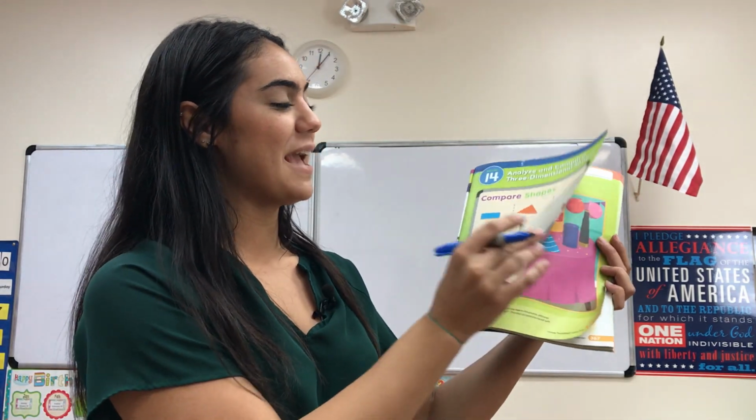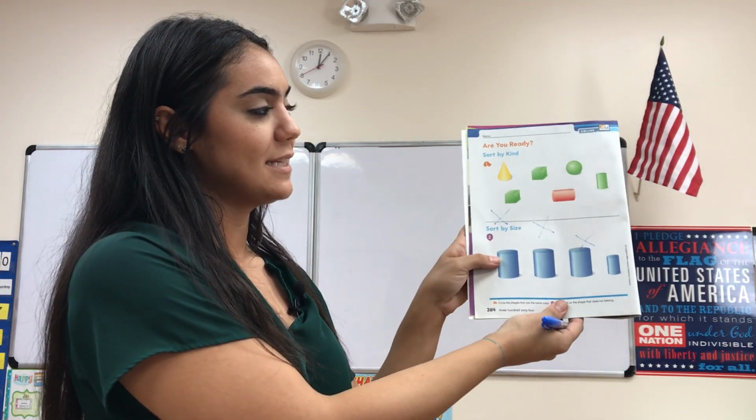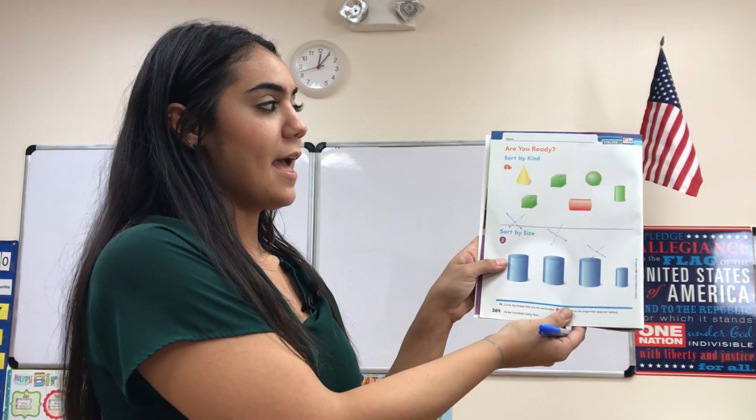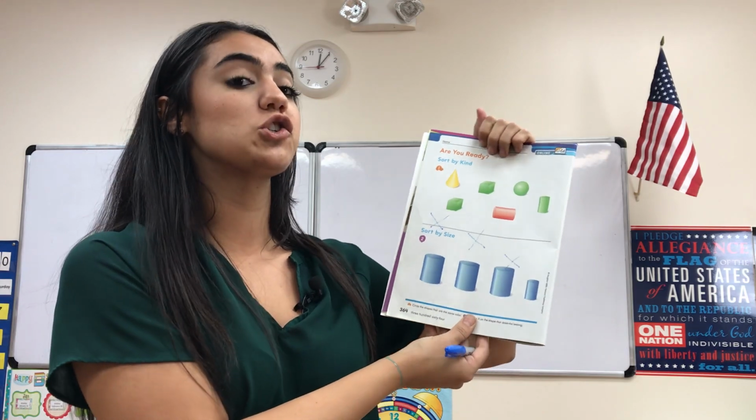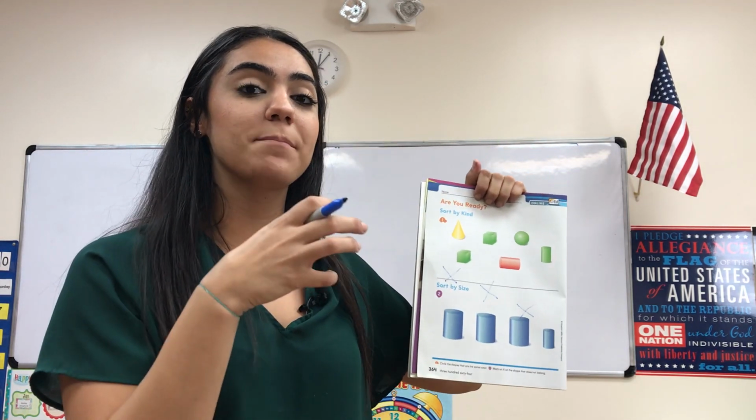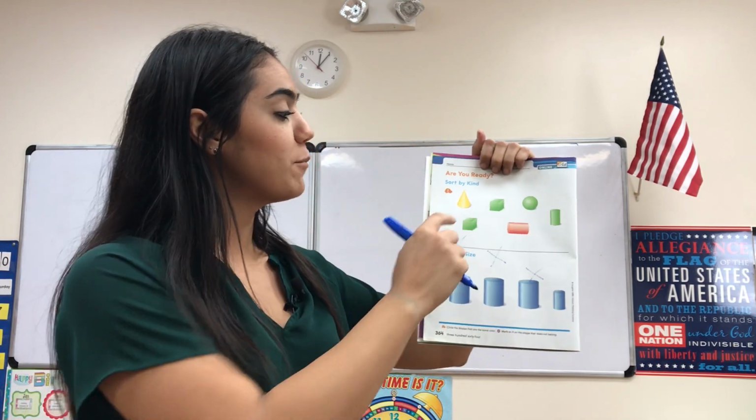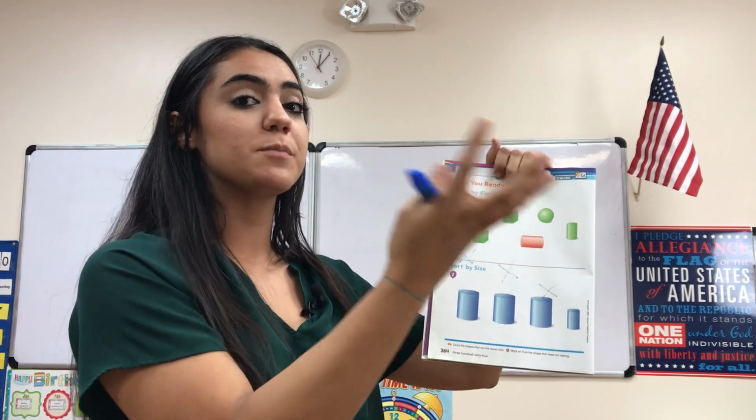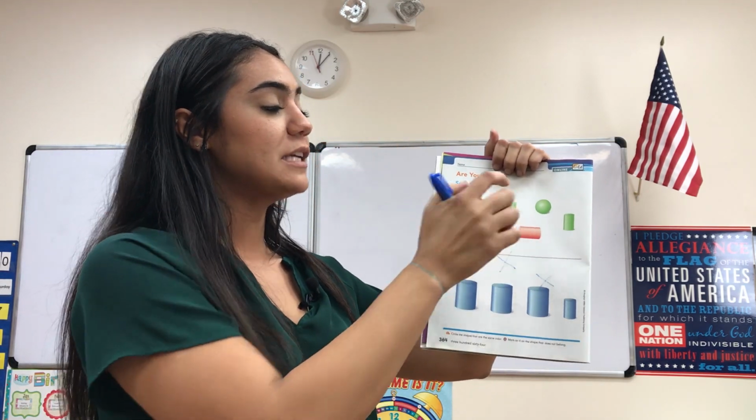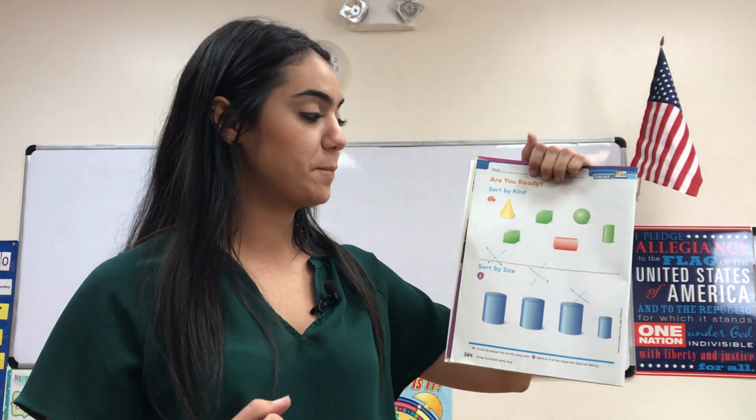Go ahead and turn the page. We are now on page 364. And this is where we are going to sort. And when you sort, you are putting the different shapes into their correct groups. So if we've got all cones, we need to put the cones together. We need to put cubes together. And we need to put the spheres together.